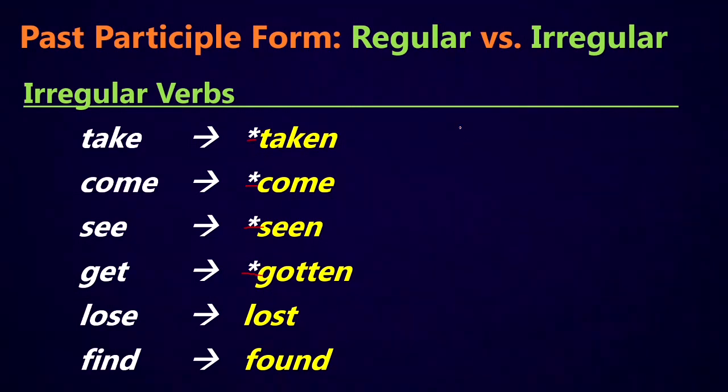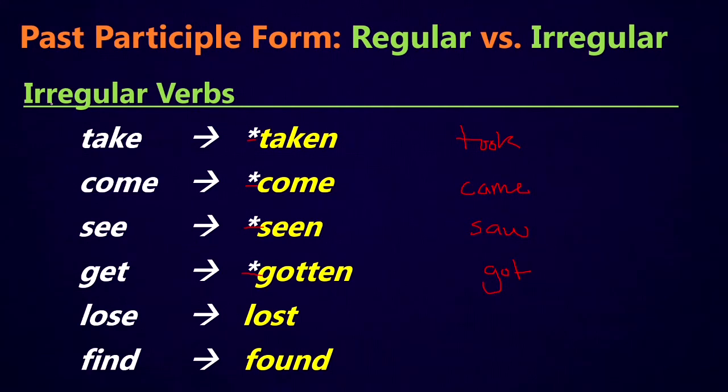So take, the past simple is took, but the past participle is taken. Come, the past simple is came, but the past participle is come, so it just changes back to the O. See, the past simple is saw, but the past participle is seen. Get, the past simple is got, but the past participle is gotten.